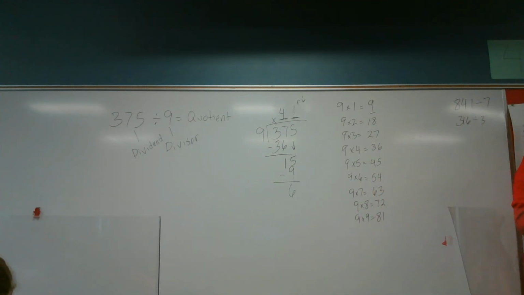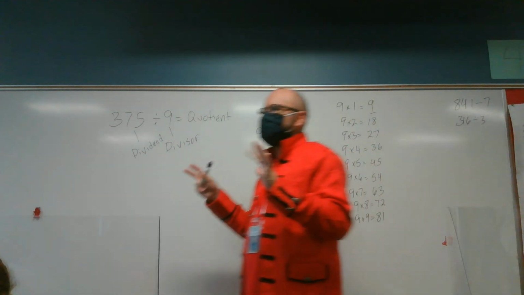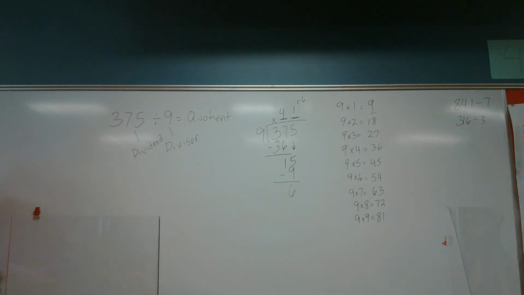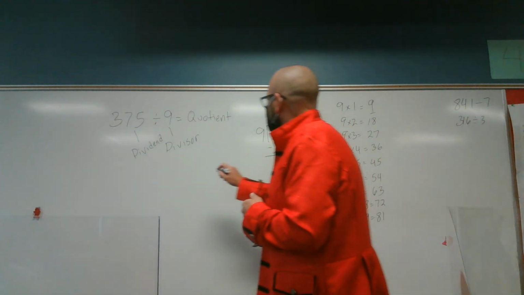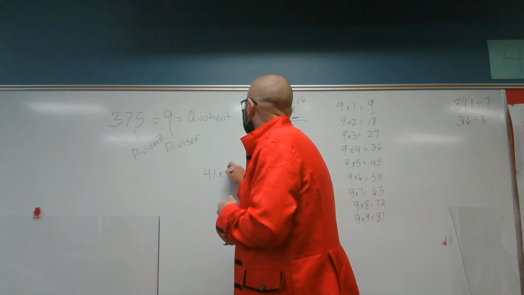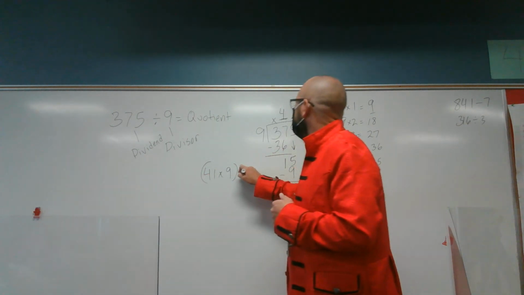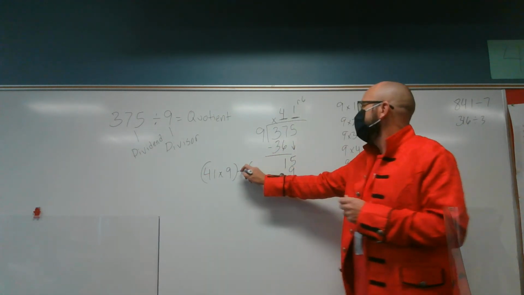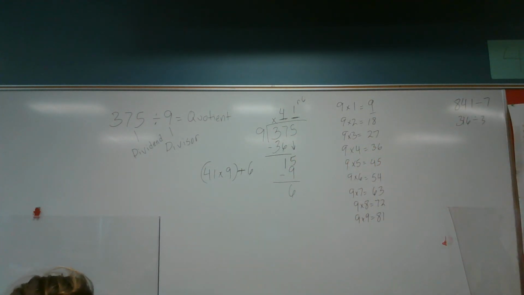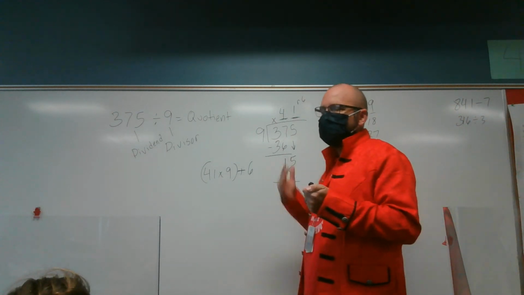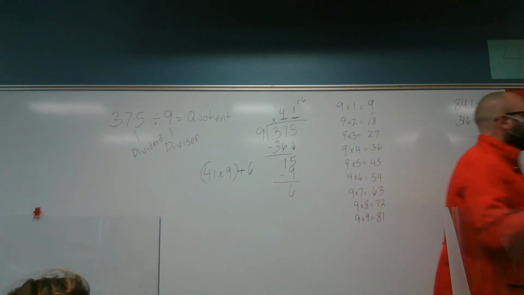Now I'm not going to check these with multiplication today, but I'm going to show you how it's done. To check it, to make sure my answer is right, I would multiply 41 times 9, and then I would add 6. And if I did everything right, I would get 375. That's how I would check it. I'm not going to do that right now for this example, but that's how I would check it.